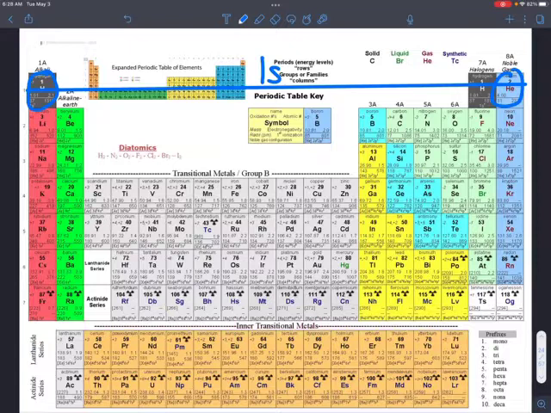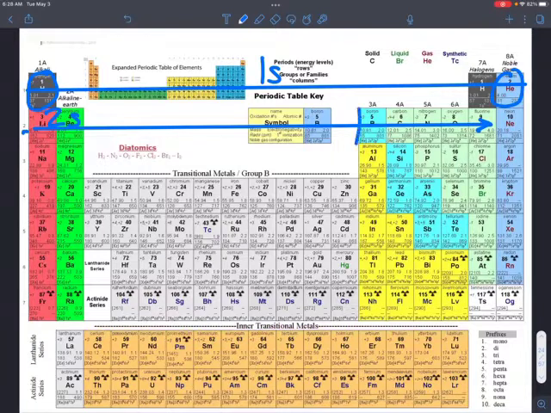Now, once you're done with the first line, what do we do? We go down to the second line in our book, and we read from left to right. Right here, this is the 2s. And on the right side, this block right here would be the p's on the second row, and they'd be the p orbitals, those dumbbell-shaped ones.